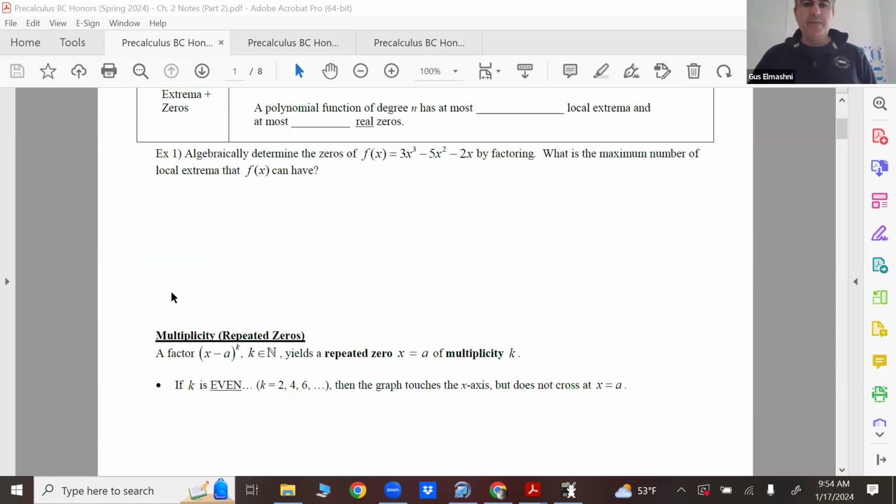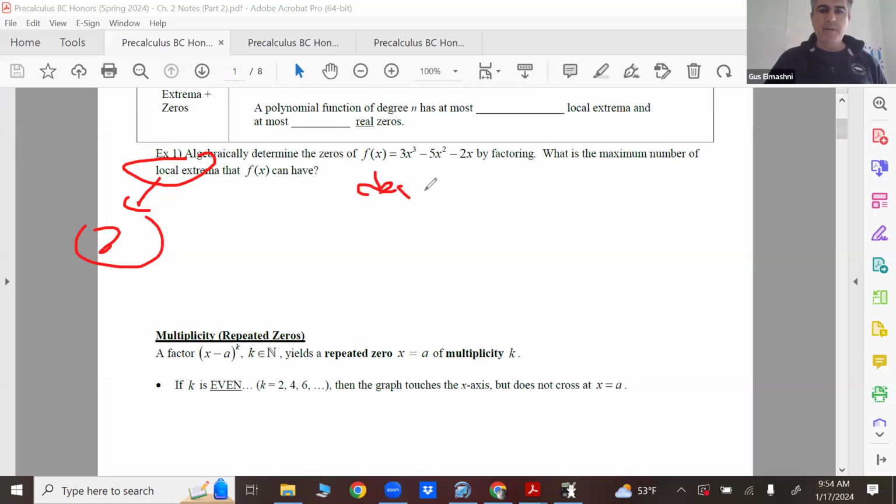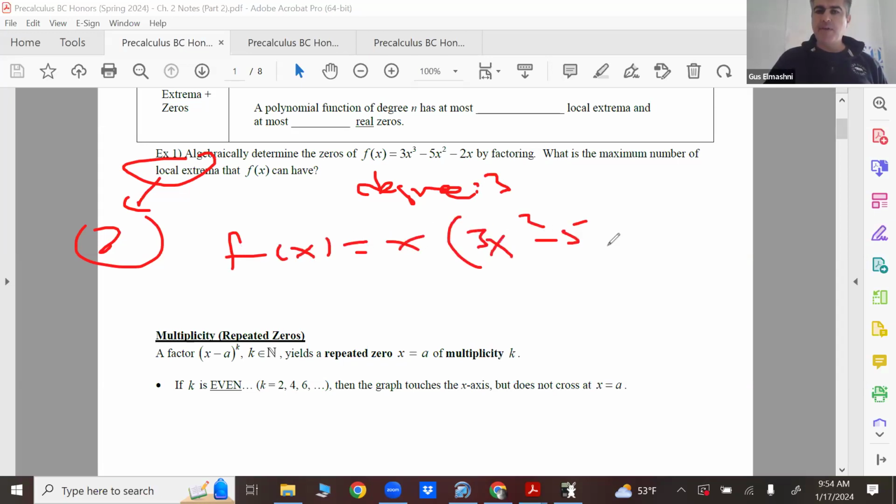So here, determine the zeros of this. What is the maximum number of local extrema it can have? Well, it can have 2 local extrema. That's obvious, because your degree is 3, right? Now, factor. What can I factor out? x. You get 3x squared minus 5x minus 2.